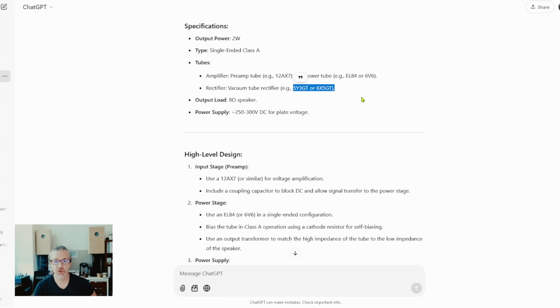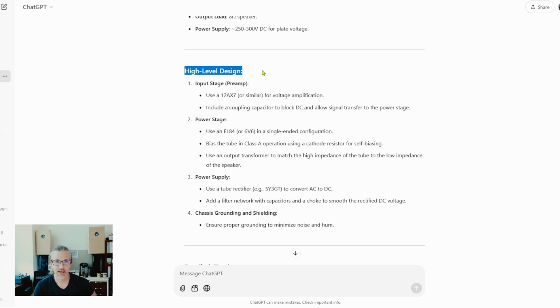And these rectifier choices are very cheap rectifier tubes, and the plate voltage is right what we would need for these power tubes, and it's also usable for the 12AX7. And it says high level design. I'm not sure what that means, but there we go. Input stage preamp, and the terminology that AI uses is not correct, because yeah, that's the input stage, but it's not a preamp. In this case it's the driver, the tube that drives the power stage.